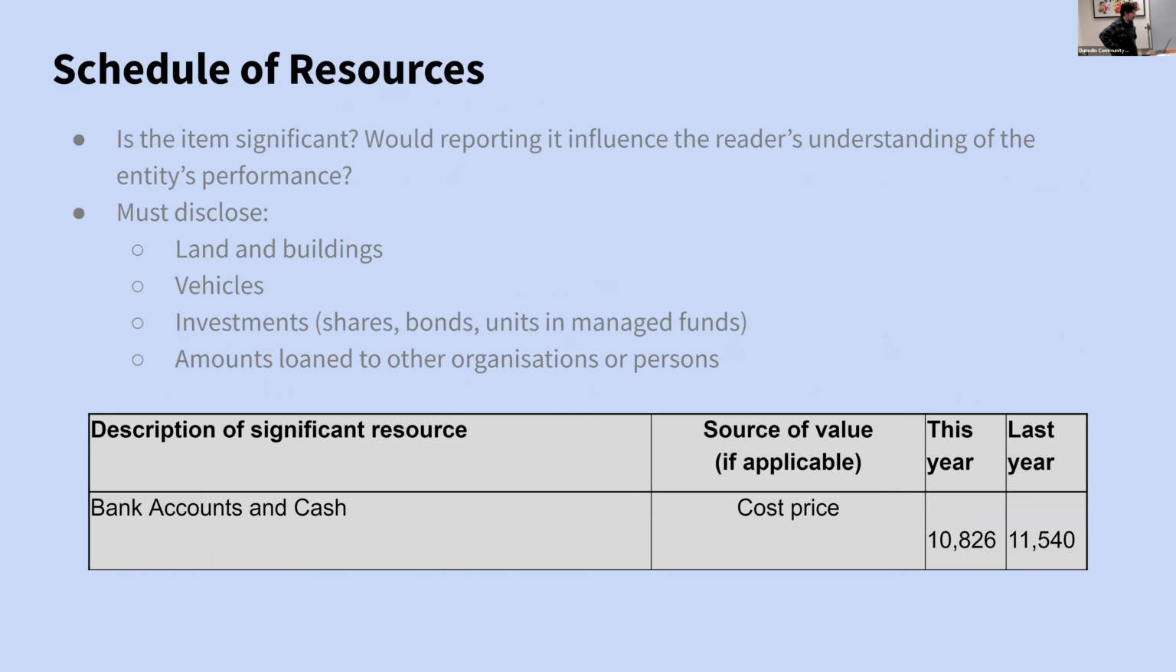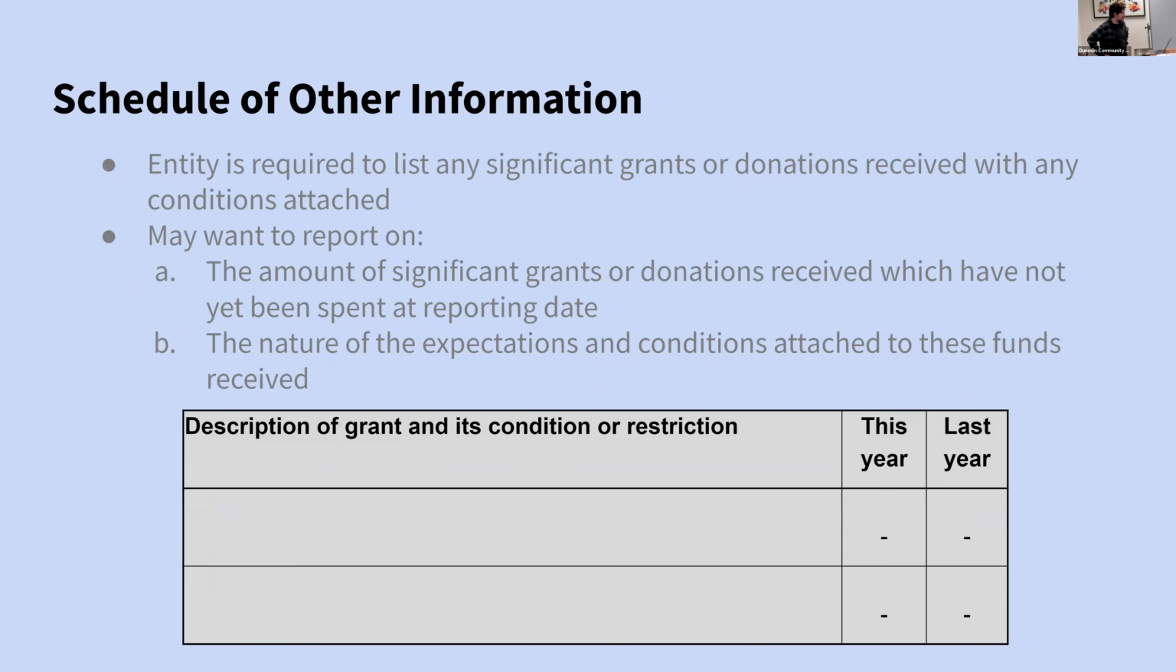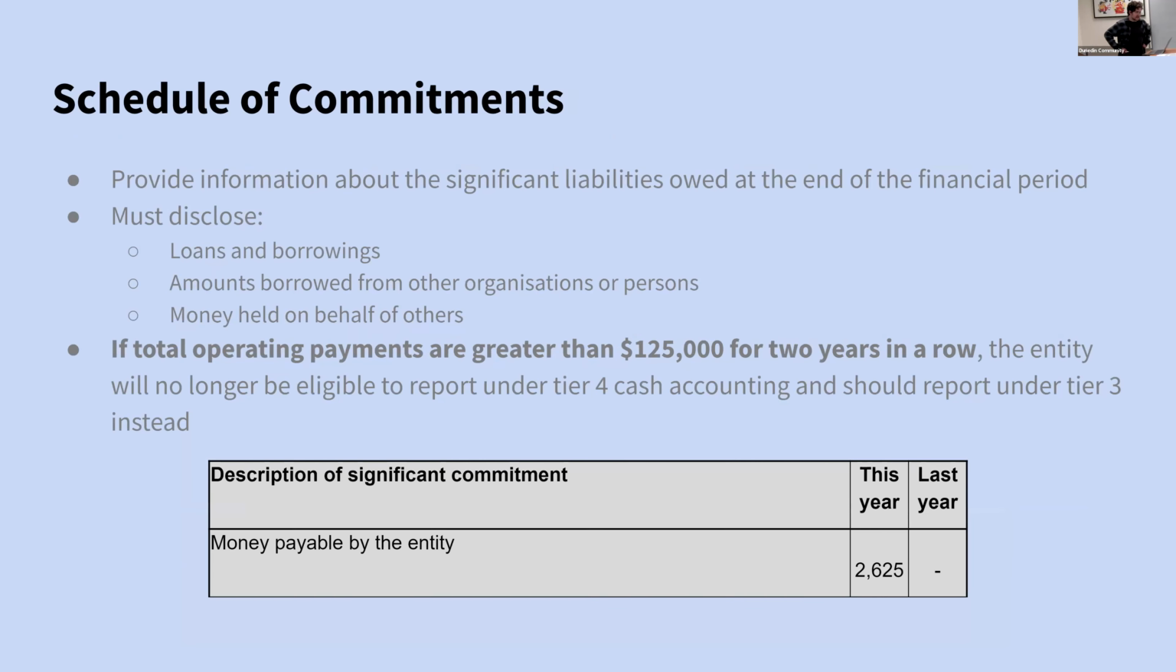And significant liabilities are the amounts which the entity owes to external parties, where the settlement of the liability cannot be avoided, which means that the external party can force the entity to repay this given amount. And so an entity must disclose loans and borrowings, amounts borrowed from other organizations or people, and money held on behalf of others must be disclosed as they are considered significant to the entity.